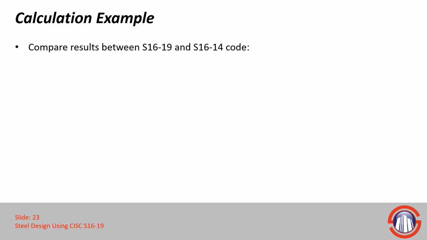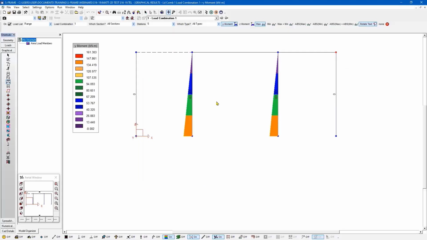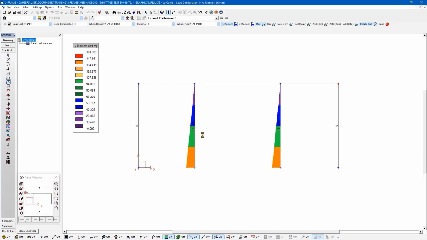Now let's look at that same model, but let's compare the results between the S16-19 code and the S16-14 code. Again, we're going to use the same model using the same applied loads that we had as well. And I have 2 different models that we'll look at. I'll start with the S16-19 code since we already have that one open. So we're already familiar with some of the results.